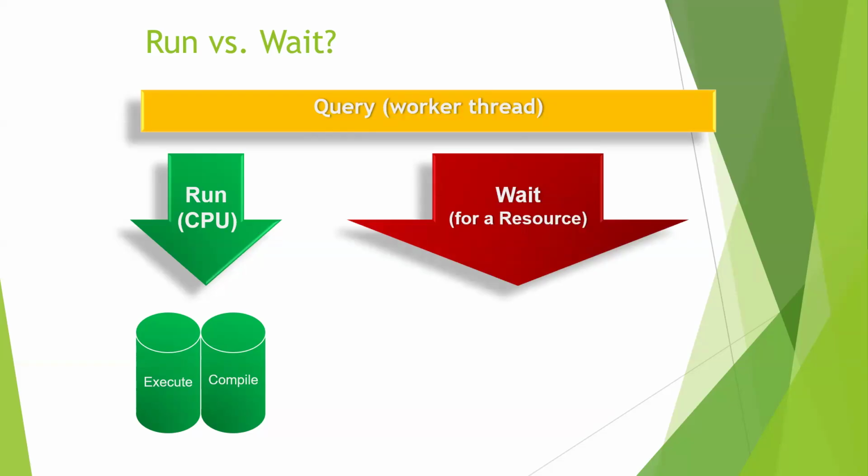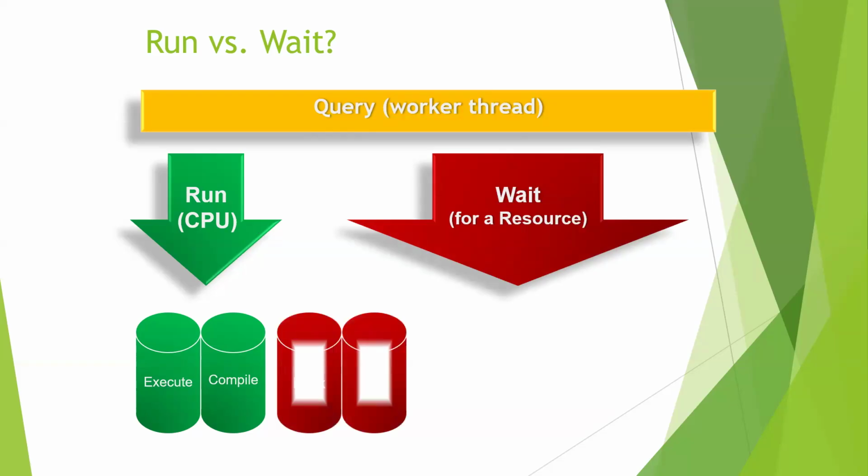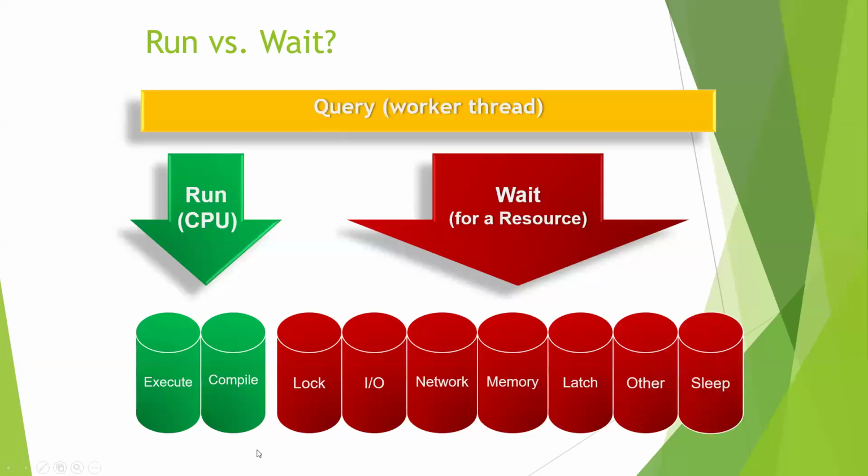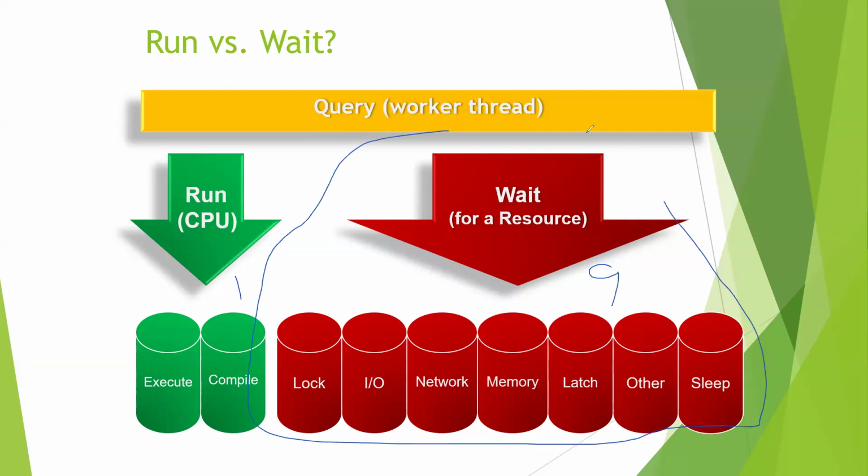What is the wait, right? Wait is nothing but waiting for some resources. The resources can be one of these, not limited to these, and can be more as well. It can be a lock, an IO, a network, memory, a latch, whatever it is, and it is waiting for some resources. That is called a wait. Suppose, as in the previous example, of 10 minutes only 1 minute was taken on the CPU, and the remaining 9 minutes it is waiting for some resources.